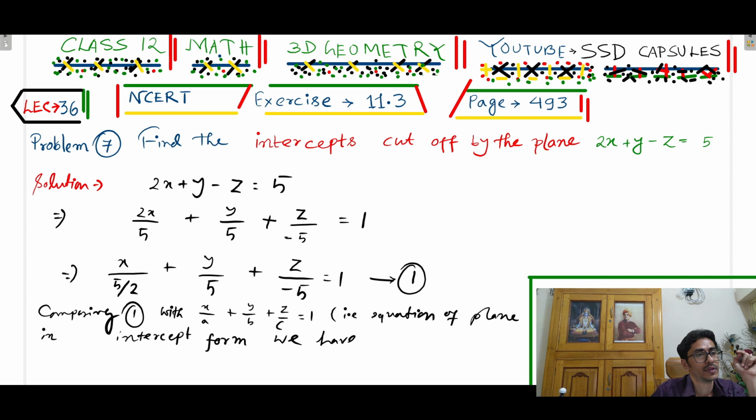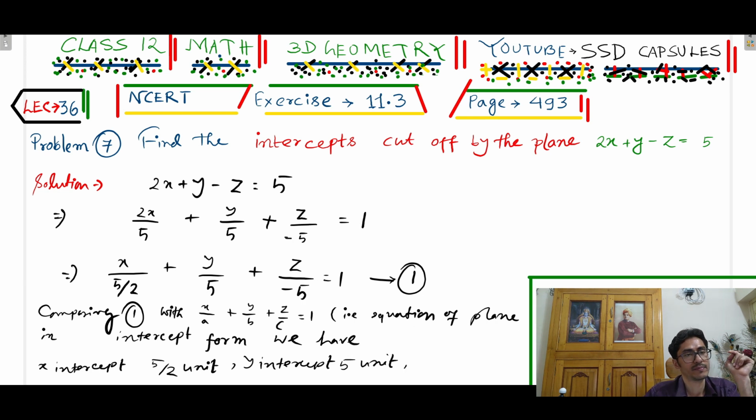we have x intercept 5 by 2 unit, y intercept 5 unit and z intercept minus 5 unit. So we are done. So we are moving to the next problem.